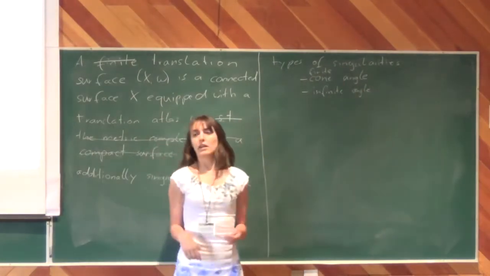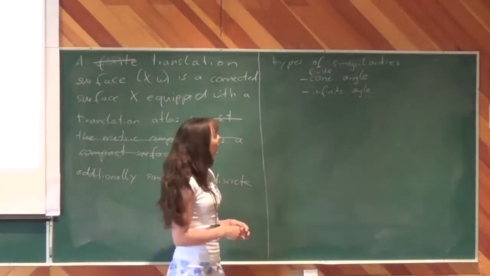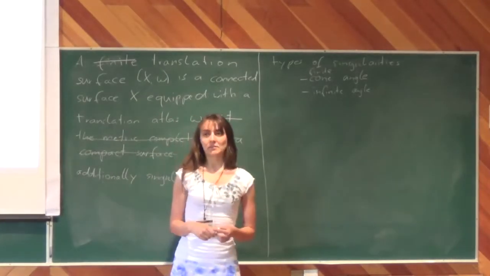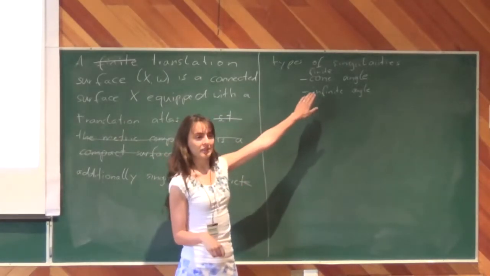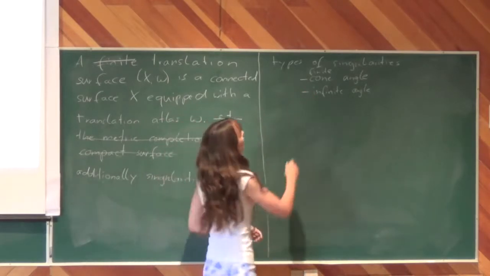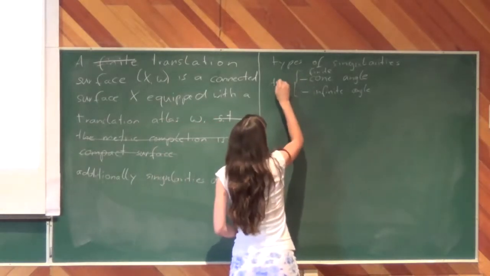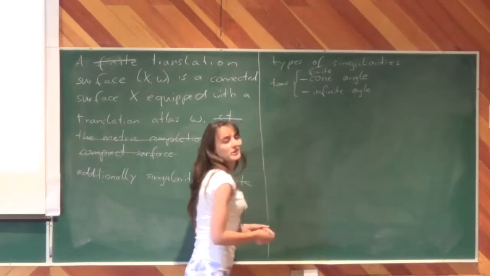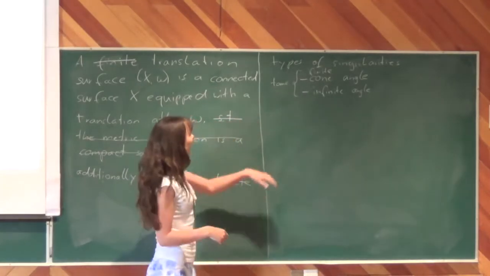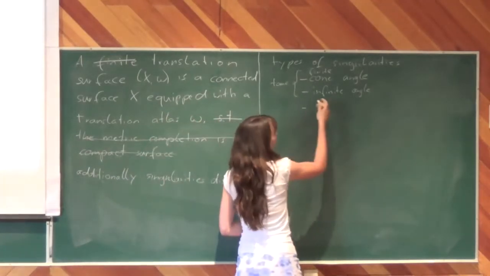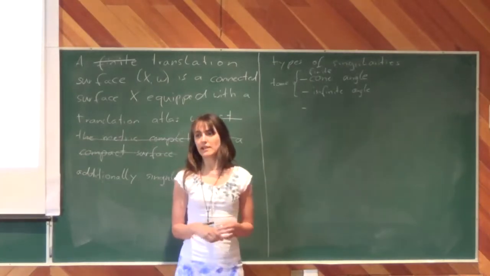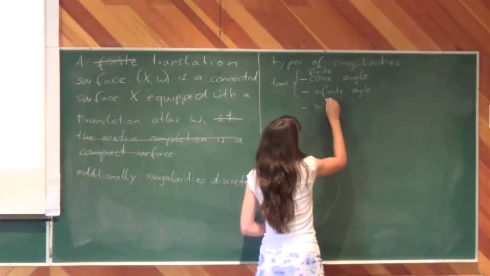Translation coverings with all k. And then there are some links that don't look so nice, like this. These are called tame singularities. You will hear this word tomorrow in the talk. And the rest that can't be described with such a translation covering are called wild singularities.